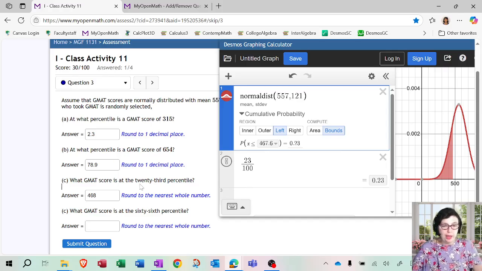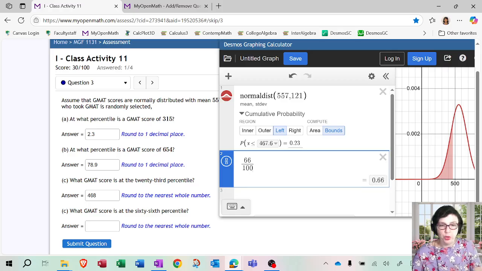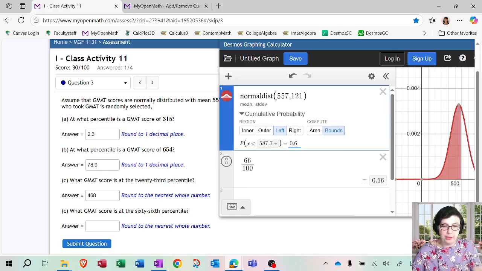Okay, now the next question says, how high would you score on the GMAT to be in the 66th percentile? So again, they give you the percent and ask you to find the data value. So we are in the bounds, right? We're trying to compute the bound given the area. So 66 divided by 100, you put that in the right hand side in the answer field and look up the corresponding value. So that would be approximately 607.